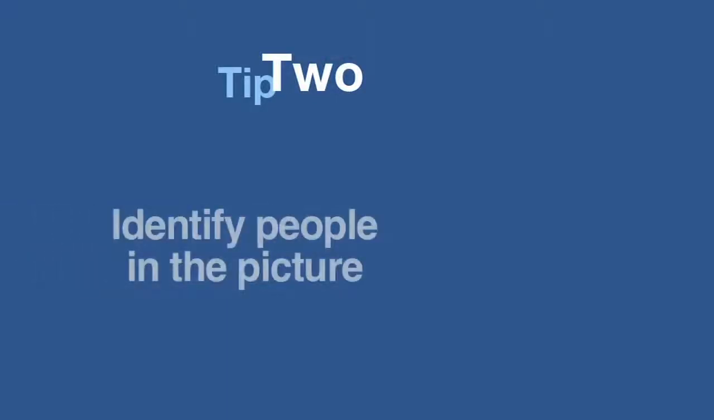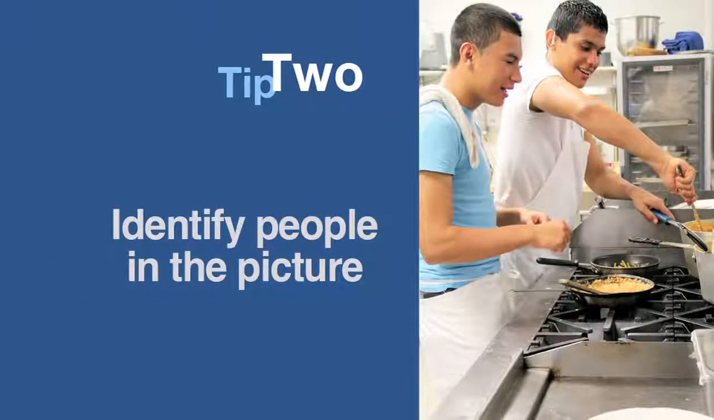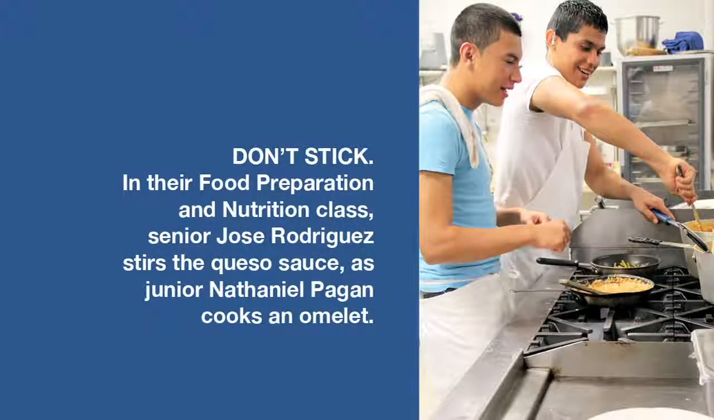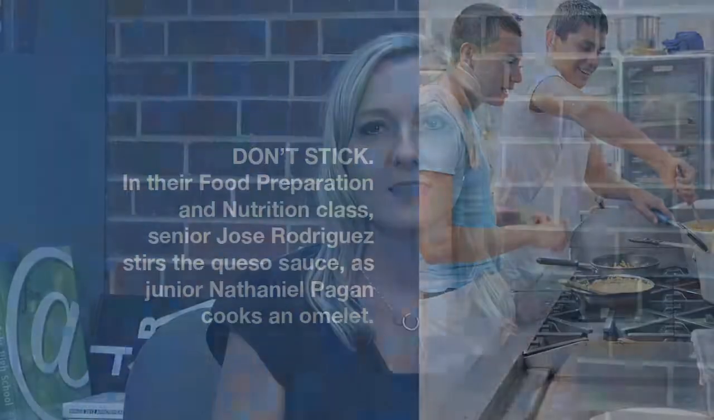Tip 2, identify people in the picture. Generally, identify the center of visual interest, those in the picture who are important to the telling of the story. For example, don't stick. "In their food preparation and nutrition class, senior Jose Rodriguez stirs queso sauce as junior Nathaniel Pagan cooks an omelet." Sometimes that might not be as simple as it seems.